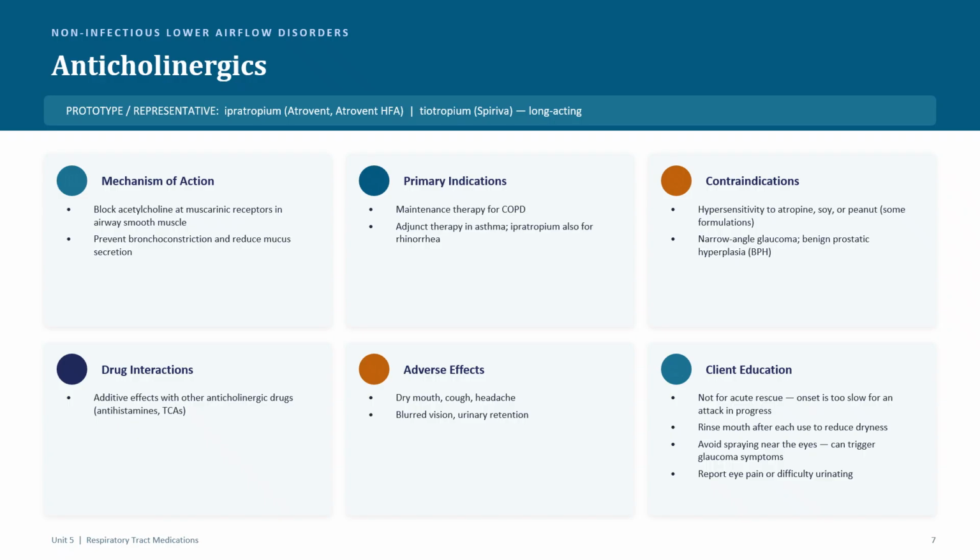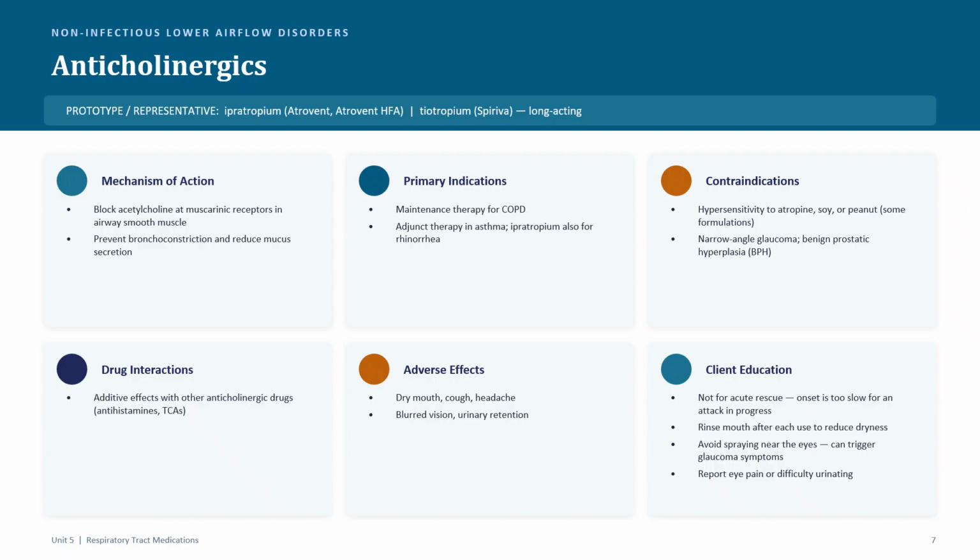So the next section are the anticholinergics, the ipratropium and the tiotropium. And these work by blocking acetylcholine at the muscarinic receptor in the airway. So it's a contrast to the last slide with the beta-2 agonists. They actively relax the muscle by turning on the receptor signal. Anticholinergics work the opposite direction. So they block the signal that would otherwise cause bronchoconstriction and extra mucus.